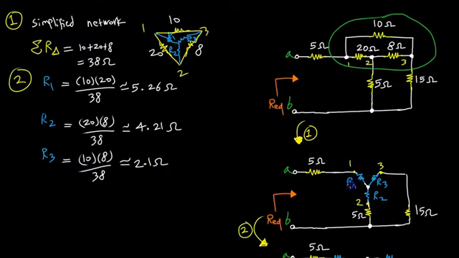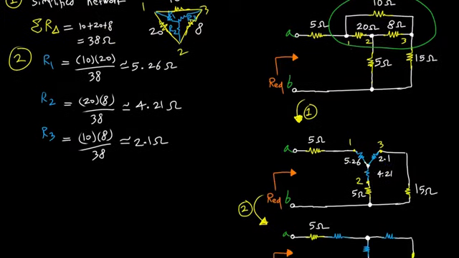So let's clear these and write the answers. R1 is going to be 5.26, R2 was 4.21, and R3 was 2.1.